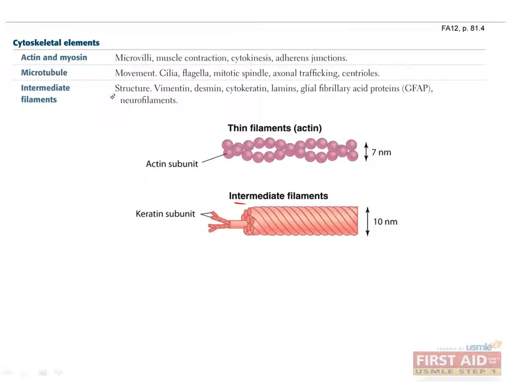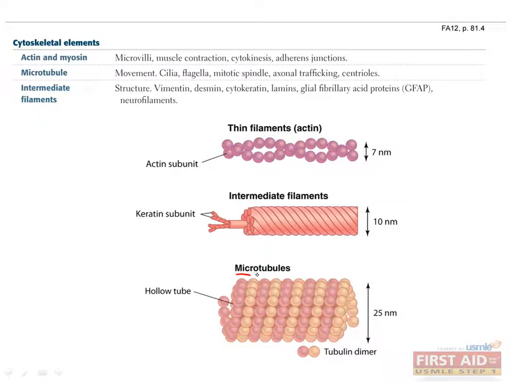Intermediate filaments are generally involved in cell structure and have an intermediate diameter of about 10 nanometers. Some examples of intermediate filaments include vimentin, desmin, cytokeratin, lamins, and glial fibrillary acidic proteins, which are a histologic marker for astrocytes in the brain.